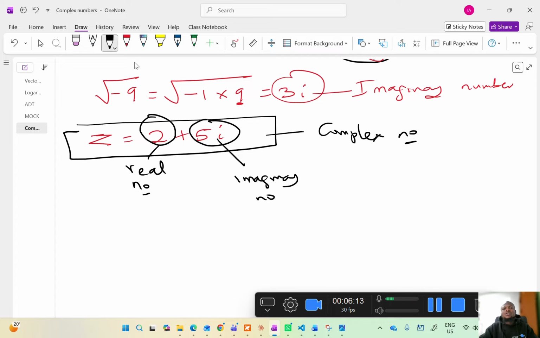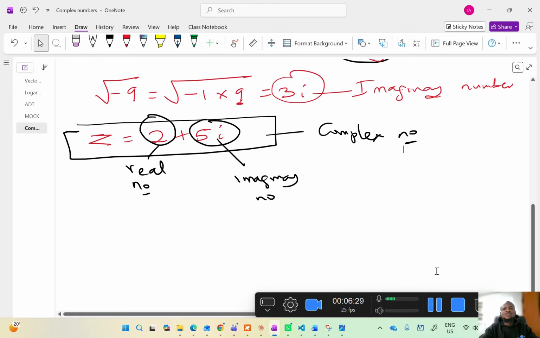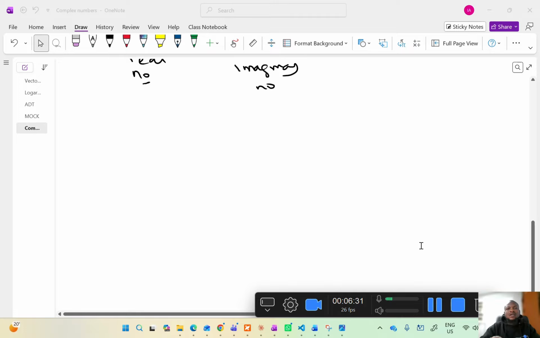Okay, the operations on complex numbers are the same operations you have been doing: the normal addition, subtraction, multiplication. There is nothing different. Everything is still the same. Only that we're dealing with the square root of a negative number. That is just the difference. Let's take an example so that you can see that there is nothing special about complex numbers.